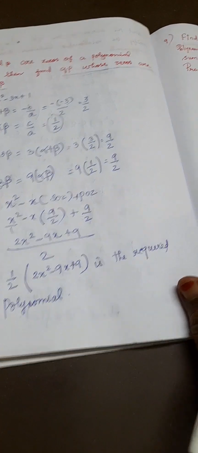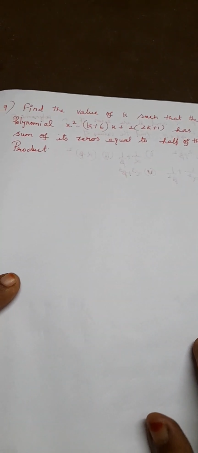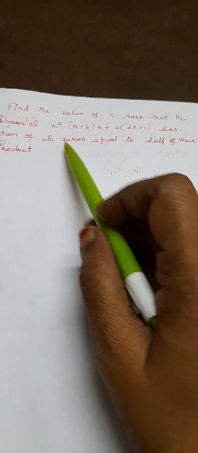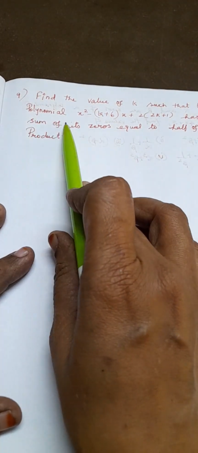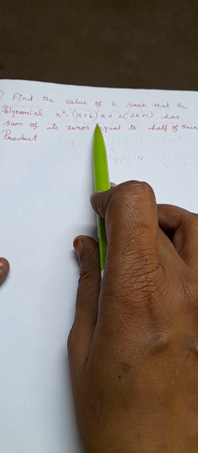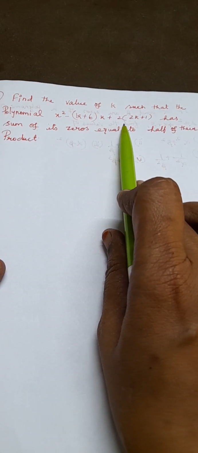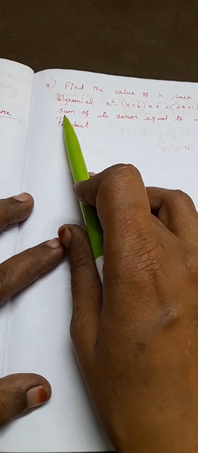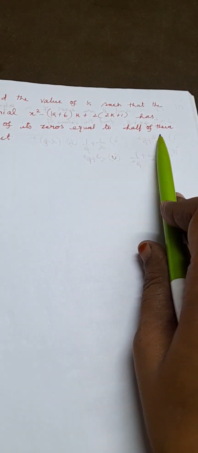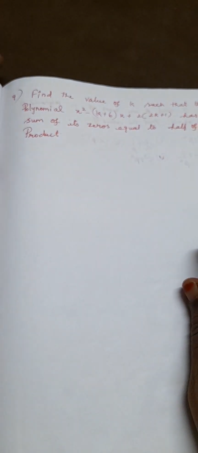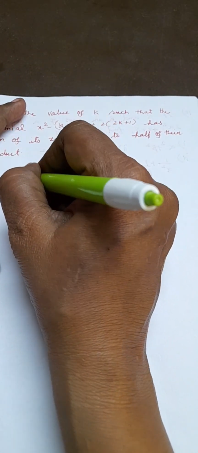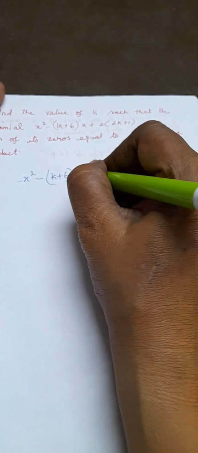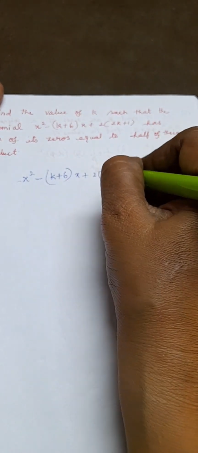Shall we go to the next problem? The next problem is: find the value of k such that the polynomial x square minus (k plus 6) into x plus 2 into (2k plus 1) has sum of its zeros equal to half of their product. Right. Here the polynomial we will write first. What is the polynomial they have given? X square minus (k plus 6) into x plus 2 into (2k plus 1).